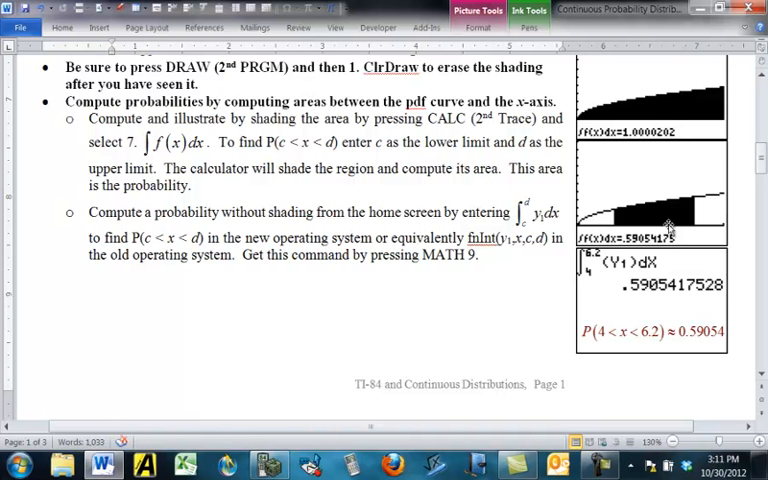probability there. Okay, so the probability that 4 is less than x, which is less than 6.2, is about 59%, about 0.59. Okay, and it doesn't matter on a continuous distribution whether you have or equal to's here or not. So if you said 4 is less than or equal to x, which is less than or equal to 6.2, it'd be exactly the same thing, because the probability that x actually equals 4 is actually 0 in a continuous distribution.